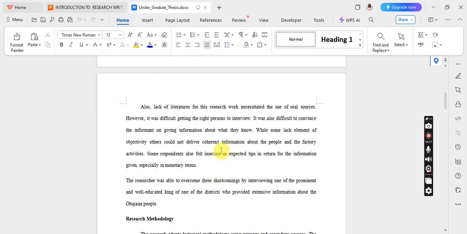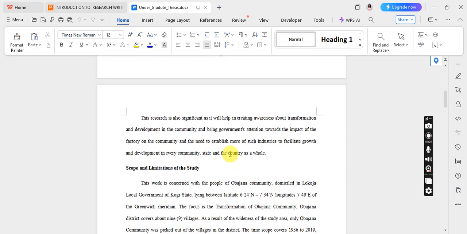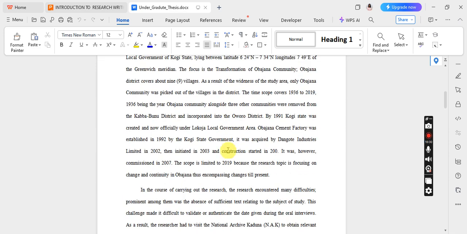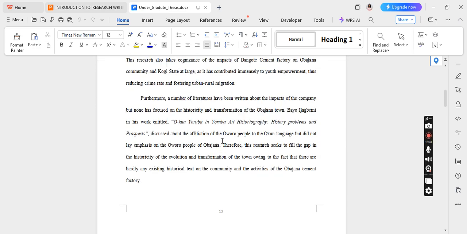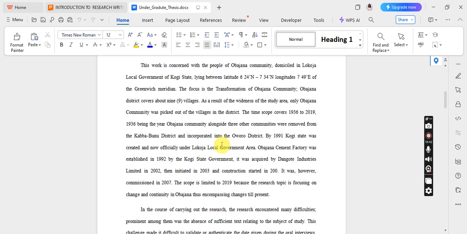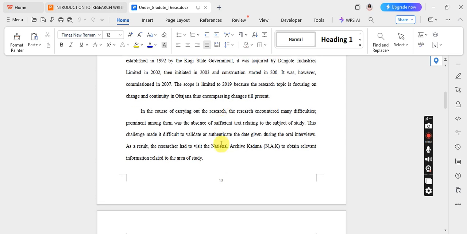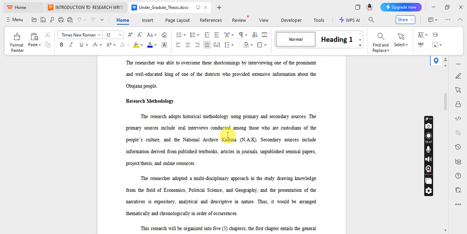What's another problem we also talk about here? Lack of literature for this research work necessitated the use of what? Oral sources. So as you're stating the limitation you encounter, you're also stating what? The solution. I hope you are getting what every outline in chapter one is meant for. And the same outline, what it is meant for in a research, in historical studies, what is it still meant for in a science study? The only difference is that for science they can add data analysis, like that. But it's the same thing everywhere.